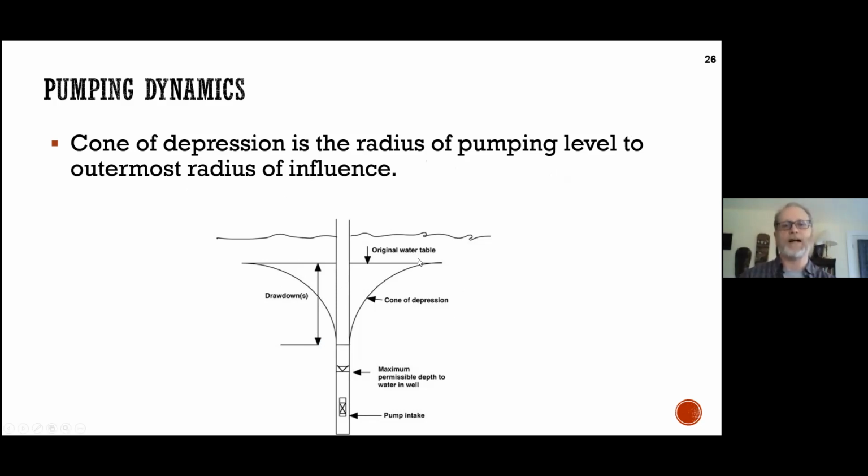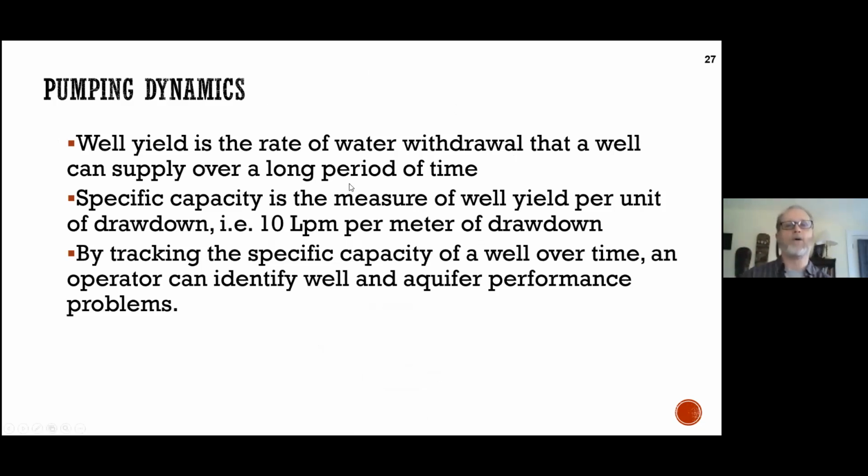So the cone of depression is that radius of the pumping level, right? When we're looking at multiple wells that have been installed within a watershed, one of the things we're concerned about is overlapping circles or cones of depression, radius of influence, because that means one well is interfering with the actual drawdown of the other. So how do we know that? Well, we calculate the yield, the rate of water withdrawal that a well can supply over a long period of time. And that may vary based on time of year and also the regulations of the local regulator.